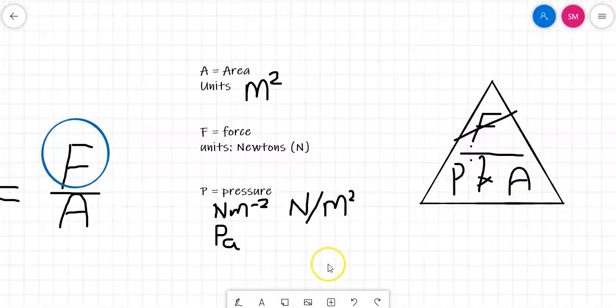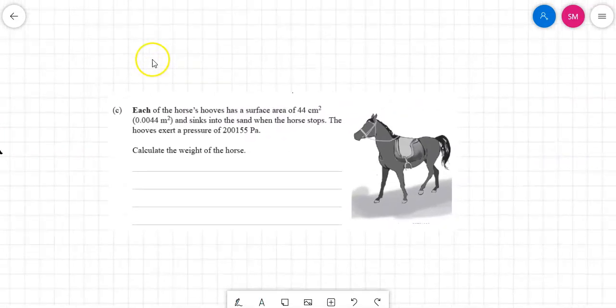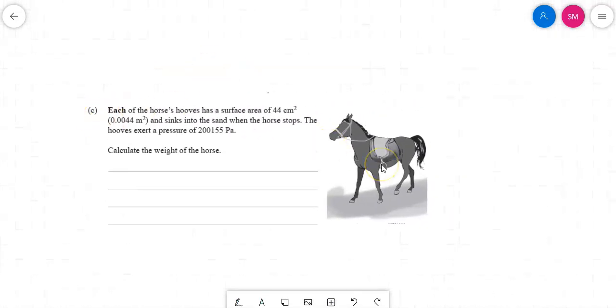So to do an example for this, we'll go straight into a past exam question. So this is question C. This question was 1C of the 2016 exam. Each of the horse's hooves has an area of 44 centimeters squared. So they should always, in the exam, convert that to the units that we need to use for our calculations. So each hoof has an area of 0.0044 meters squared.